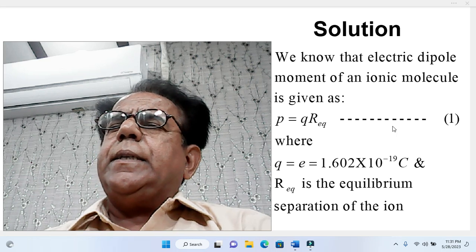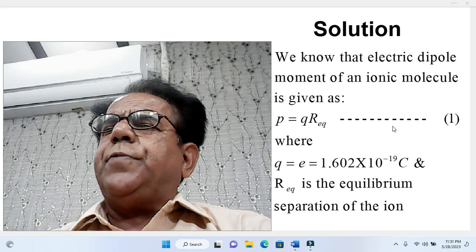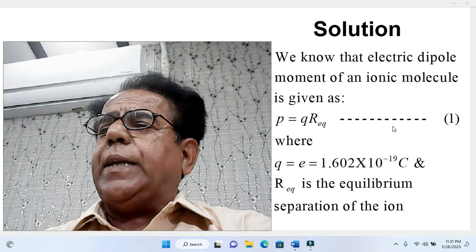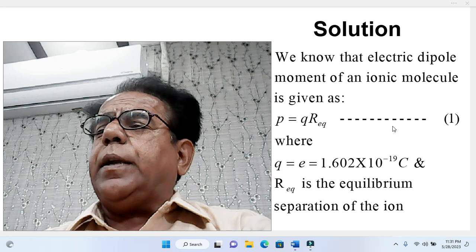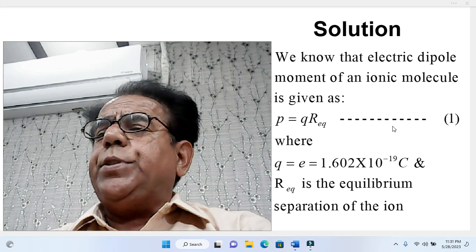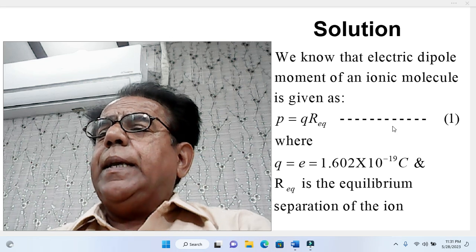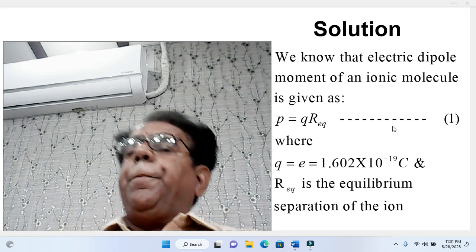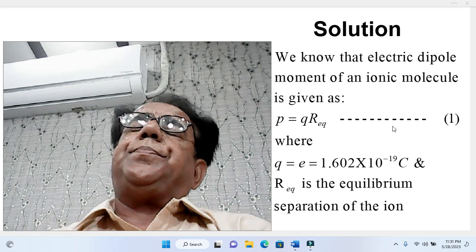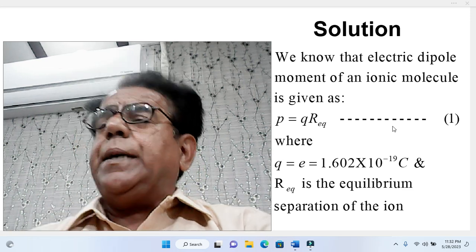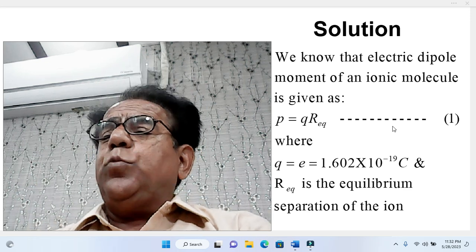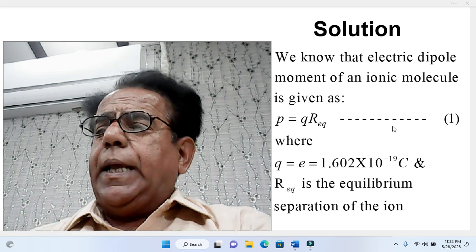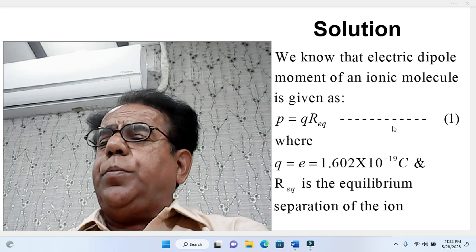frequently, repeatedly used wording. We know that the electric dipole moment of an ionic molecule is given as P equal to q R_EQ. Here EQ is written as a subscript of capital R, and capital R_EQ is the equilibrium separation. P is electric dipole moment and q is charge, where small q is equal to small e, which is equal to 1.602 into 10 to power minus 19 coulomb, and R_EQ is the equilibrium separation of the ion.